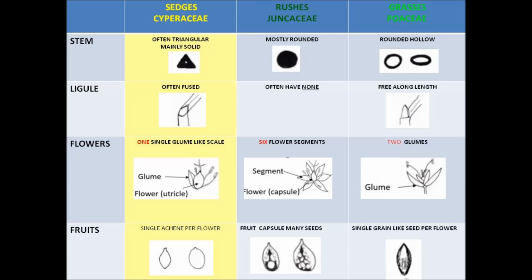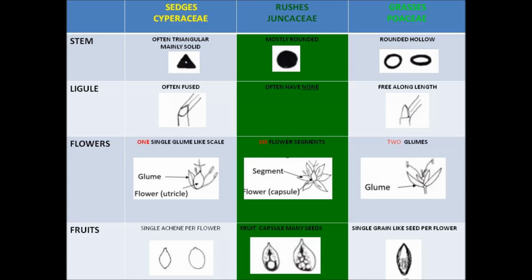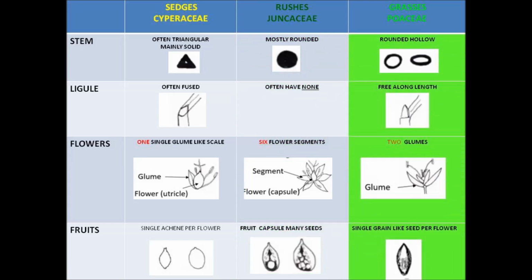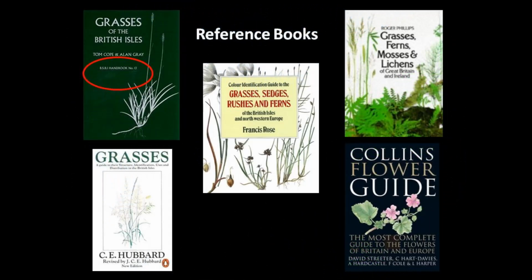The sedges are Cyperaceae, the rushes are the Juncaceae, and the grasses are Poaceae. So folks, I hope you can join me in the up and coming 2026 season, where we will identify and key some of the common species of grasses.